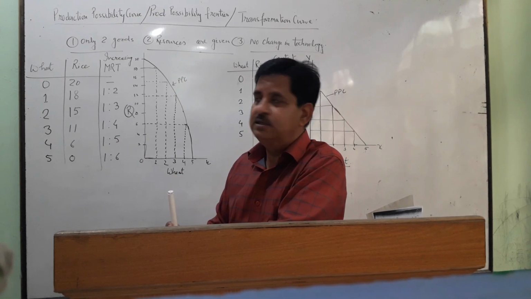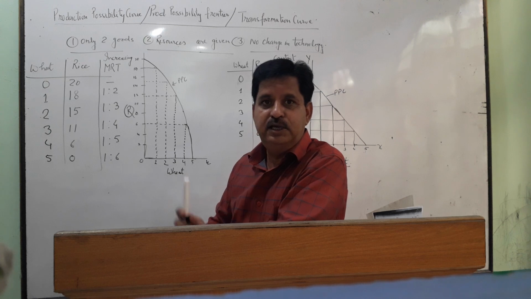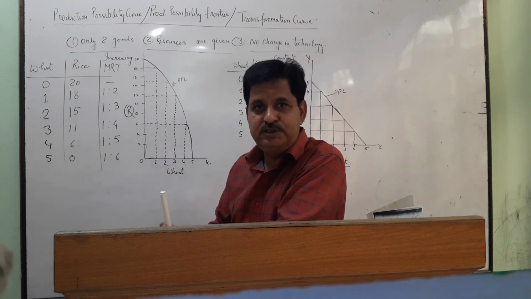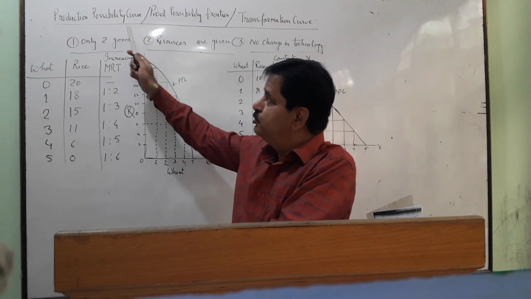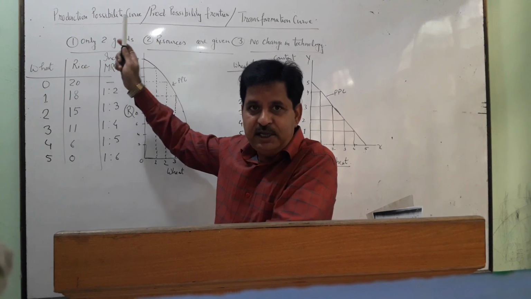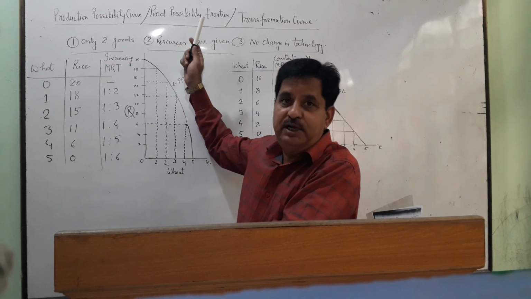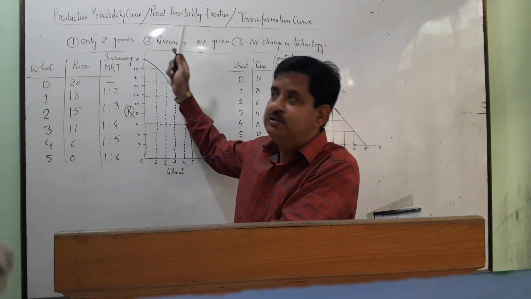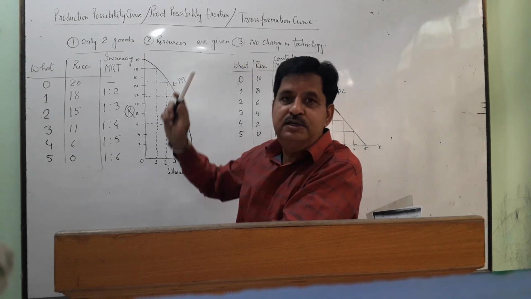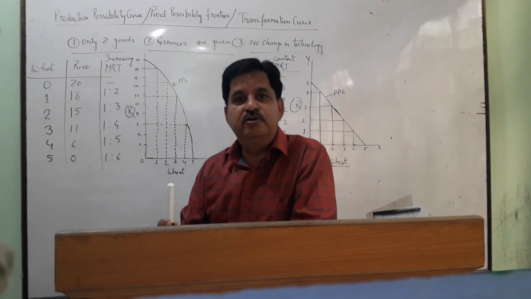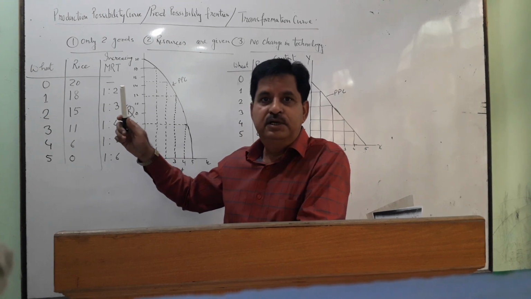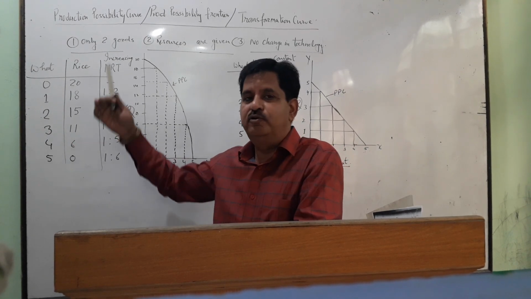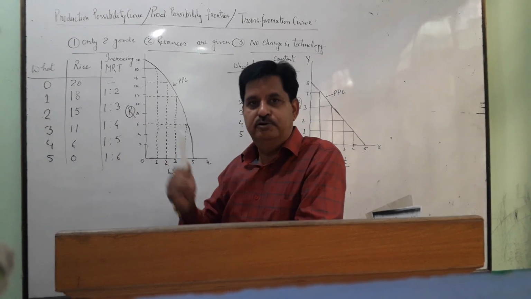First of all, you should know that there are different names by which it can be called. Production possibility curve can also be called the production possibility frontier, and it can also be called the transformation curve, because here we will be transforming the resources from one good to the other good.